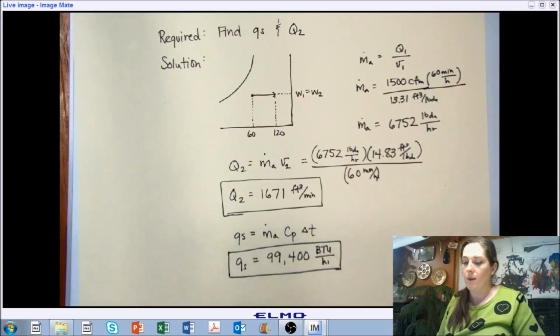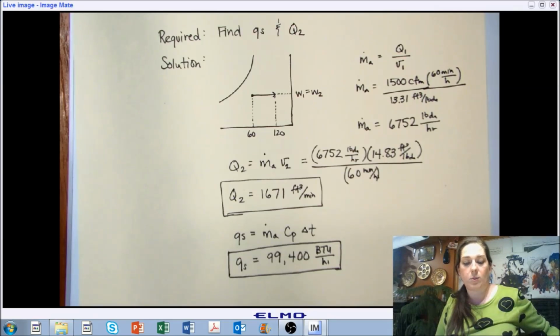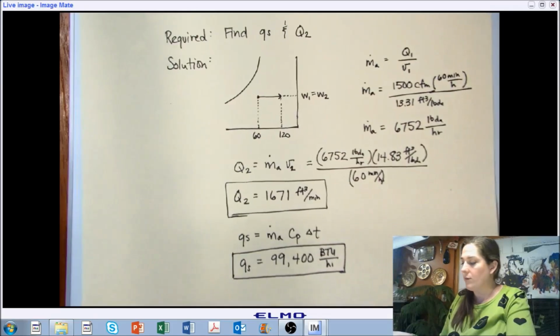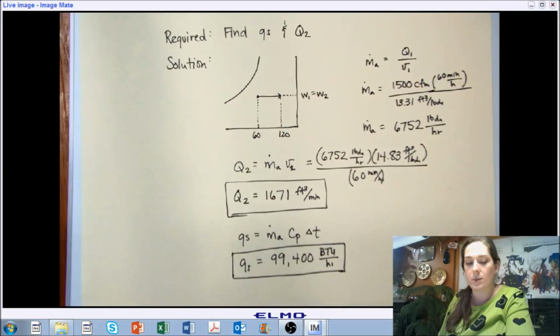Okay, so let's move from sensible heating and go on to sensible cooling. It's going to look very, very similar, but there are a few nuances with it that I want to point out.